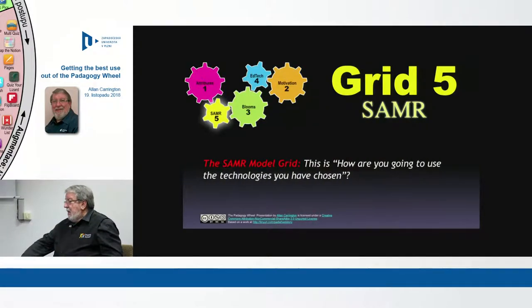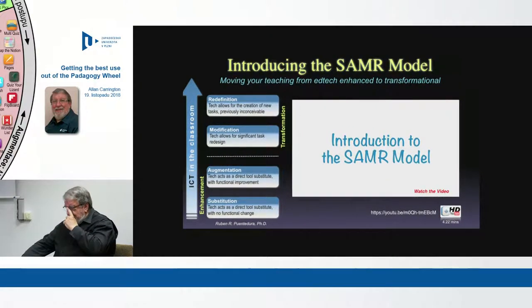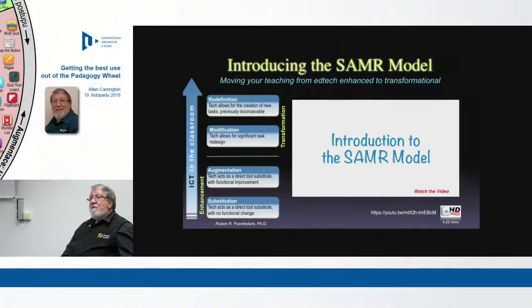Okay. This is how we use the technology. And this is the introduction to the SAMR model. As you can see over here, substitution: tech acts as a direct tool substitute with no functional change. The video will explain it. Augmentation: tech acts as a direct tool substitute with functional improvement. Then modification: tech allows for significant task redesign. And redefinition is when tech allows for the creation of new tasks previously inconceivable.